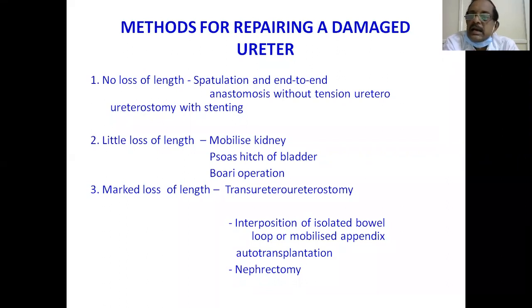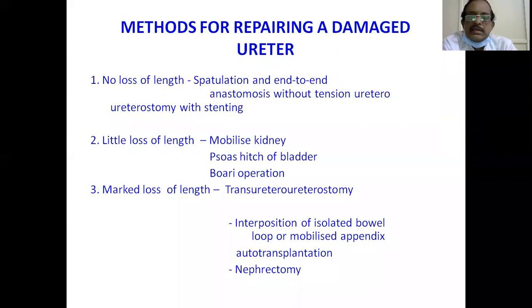And if there is marked loss of length and it cannot be bridged by a Boari flap, you do a transureteroureterostomy. You take the ureter across to the opposite normal kidney and anastomose it to the ureter there. That's called transureteroureterostomy. This is one procedure. The other one is using isolated bowel to create the length of ureter to come down. This is all done very rarely.